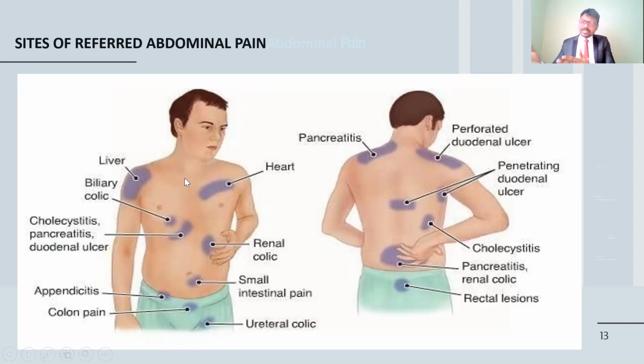Radiating means that if the pain goes throughout the course of the nerve, it is called radiating pain. But in referred pain, the pain is felt somewhere else. For example, the appendix is located in the lower right inguinal region. But if anybody has inflammation of the appendix, they are going to get severe pain around the umbilicus. So the location is here, but the pain occurs at the umbilical region. That is called referred pain. We have to know which organ is going to give referred pain, which we are going to discuss here.